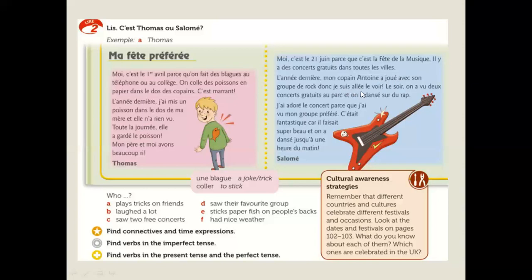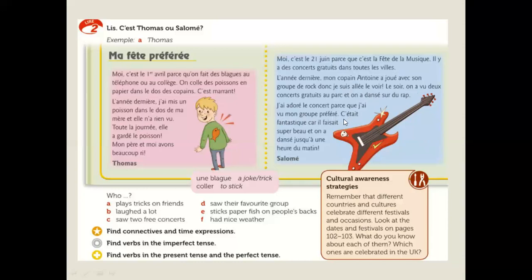Then you had je suis allé, the verb aller in the perfect tense. Aller is a Mrs. Van der Tramp verb, so we used the auxiliary verb être. Then on a vu, that's the verb voir in the perfect tense. On a dansé, that's the verb danser in the perfect tense. J'ai adoré, that's the verb adorer in the perfect tense. J'ai vu, that's the verb voir in the perfect tense.